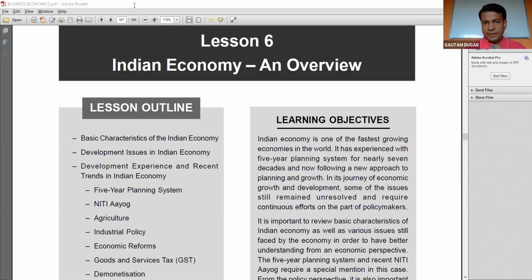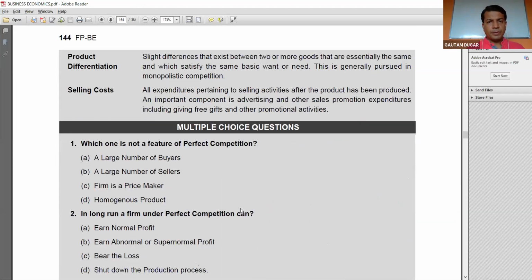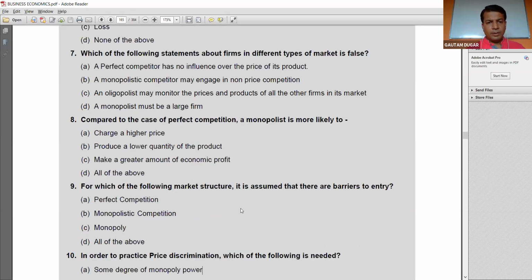I think we have to go to the screen of Indian economy and overview. One second.